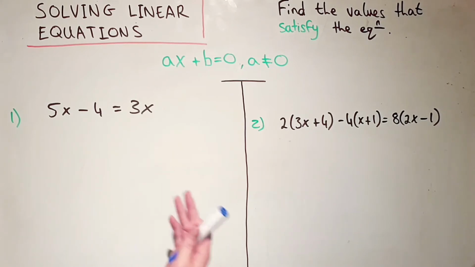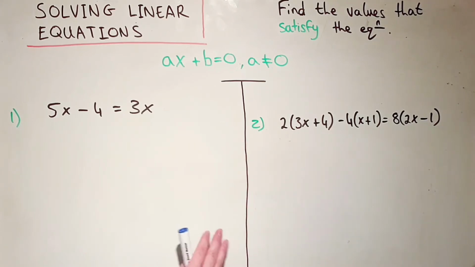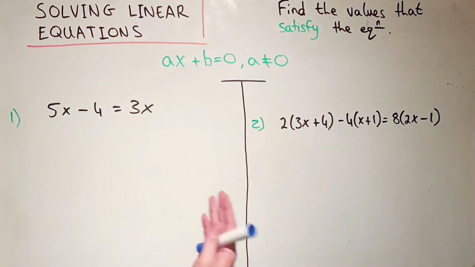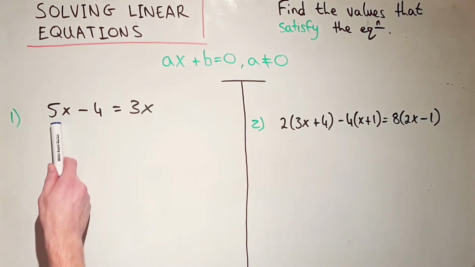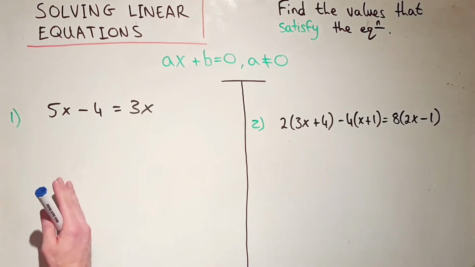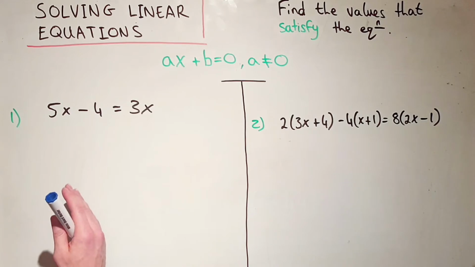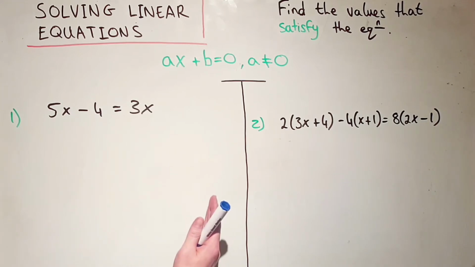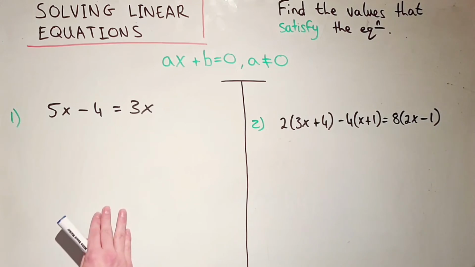What does solving linear equations actually mean? On the top right, you can see I've written out, find the values that satisfy the equation. We're trying to find values, which are just numbers, that when they're plugged into the variables here, satisfy the equation, which means the equation equals 0 when fully evaluated. So they're the roots of the equation.